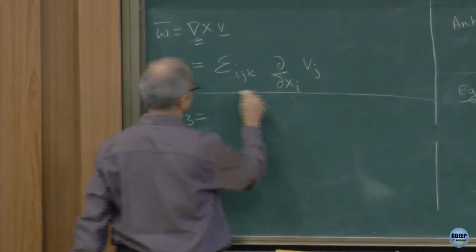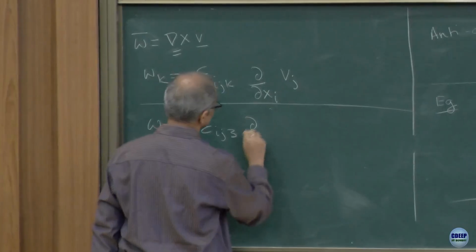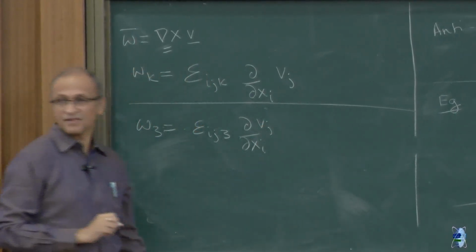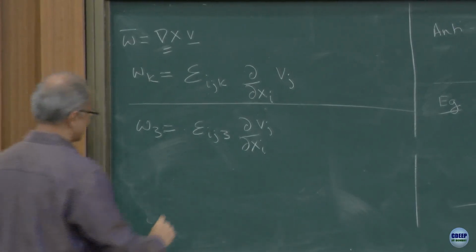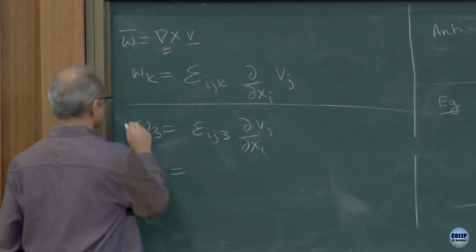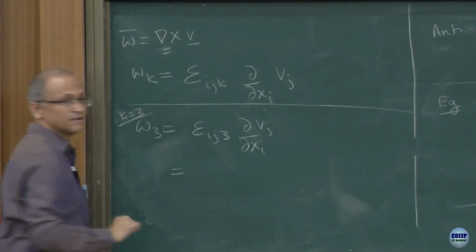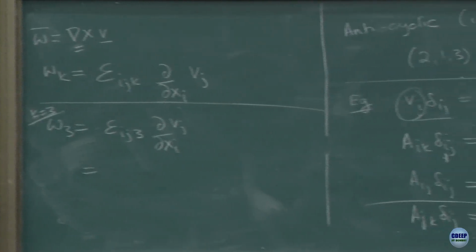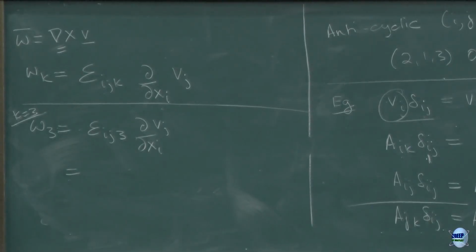So what do I do? Again, epsilon ij3 dou by dou xi of vj. This is my equation first. Okay, now what do I do? I expand out over repeated indices. So I'm picking j is equal to, sorry, k is equal to 3 in this case. Okay, so k is equal to 3 I picked up, left hand side I put k is equal to 3, right hand side I put k is equal to 3. Okay, so that's the first starting point.